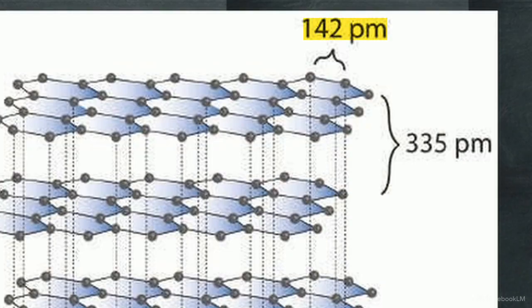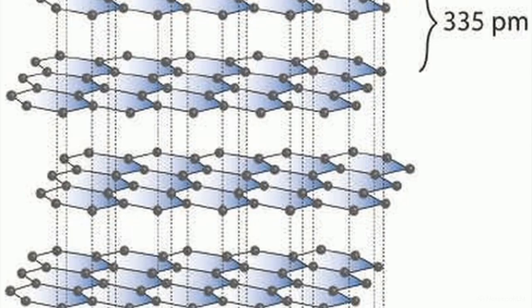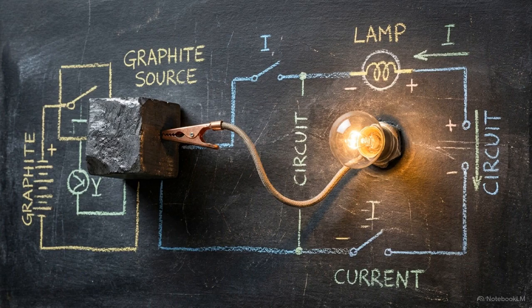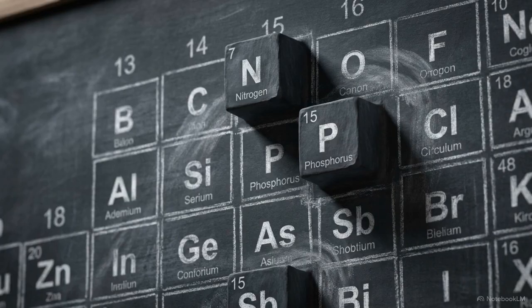Crystallographic data shows carbon bonds within layers are strong, but layers are separated by a 335 picometer gap. Because this gap is large, the sheets slide over one another, making graphite soft enough to act as a lubricant. Electrons in the remaining unhybridized orbitals are free to move across the sheets, allowing graphite to conduct electricity where diamond cannot. The difference between the hardest natural material and a soft pencil lead is a direct consequence of internal orbital geometry. In group 15, internal pressure from electron pairs can force even more anomalies.